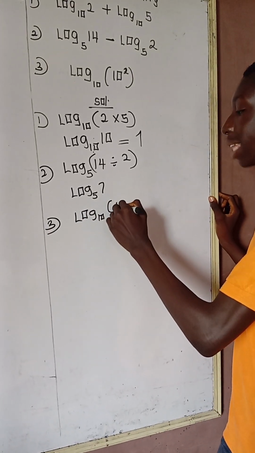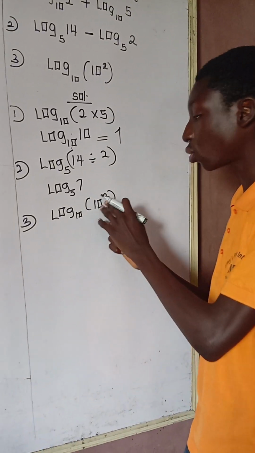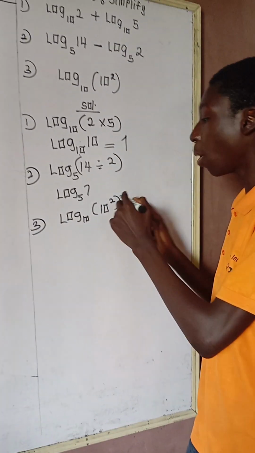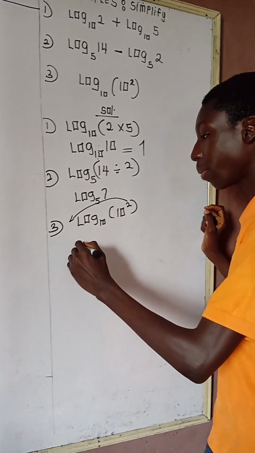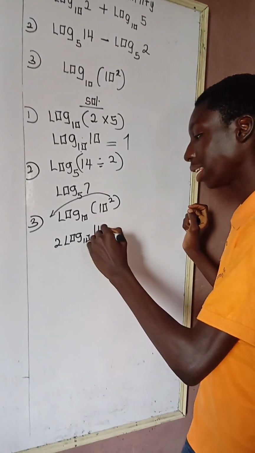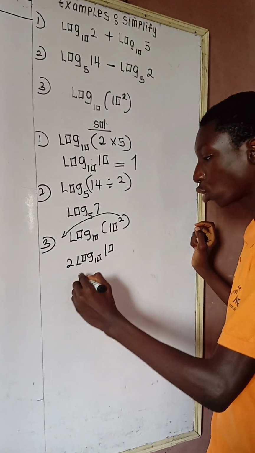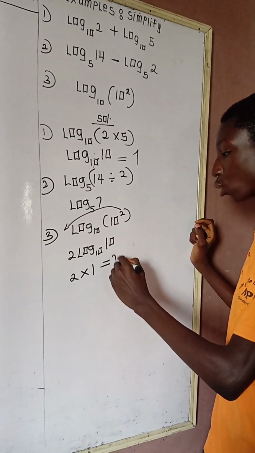So now, this is log 10 power 2 base 10. Yes, there are two methods of solving it. You can say 10 power 2 is 100 and solve it that way, but let's stick to the power law. This 2 will transport itself over to the front, making it 2. Then log 10 base 10 is equal to 1. That will be 2 times 1, and the answer is equal to 2.